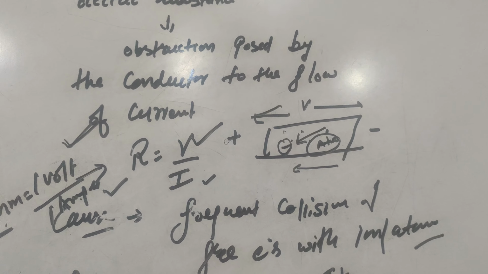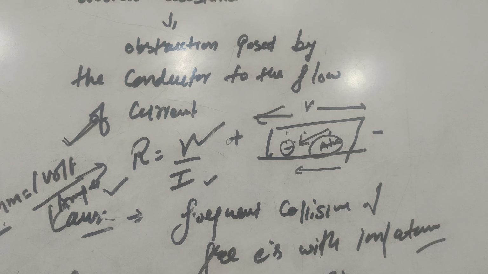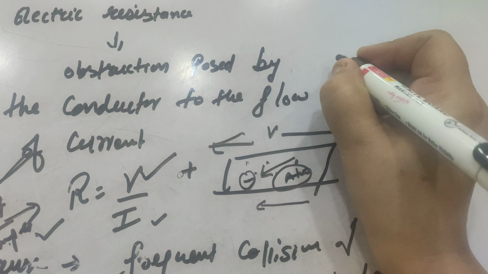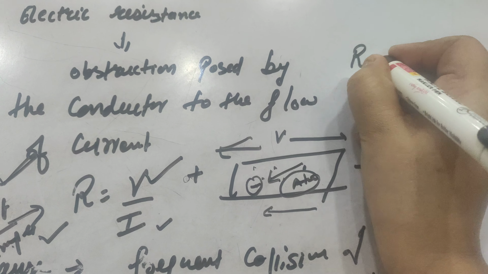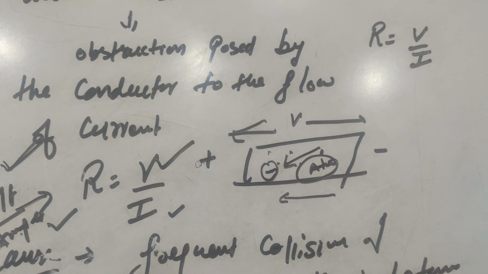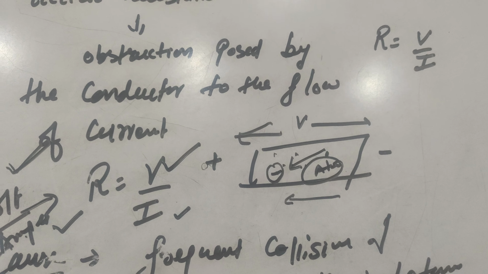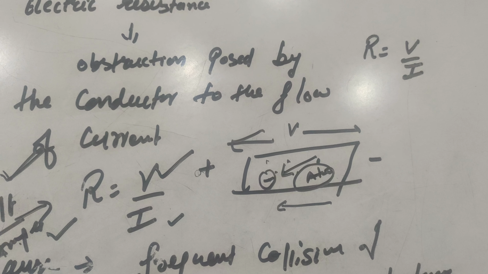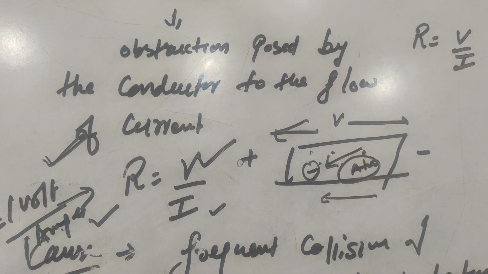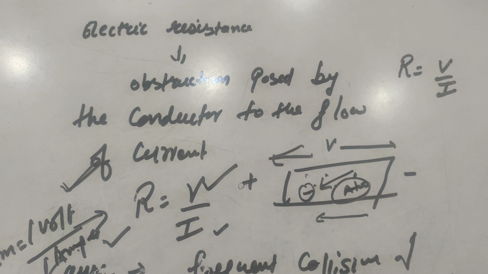Now let us discuss the electrical resistance and the specific resistivity. We have studied here that R is equal to V by I. Now we will study how the resistance depends upon the length, the area, or the nature of the material. That will be discussed in our next slide.